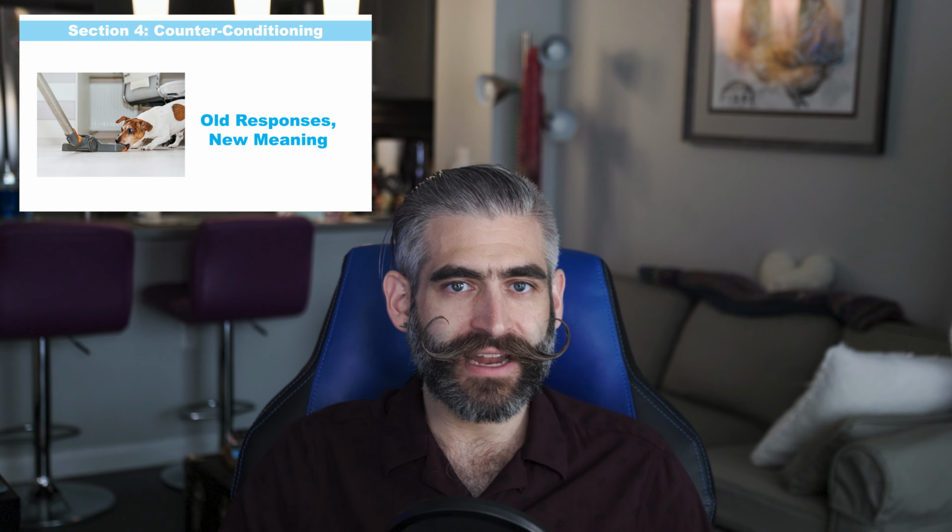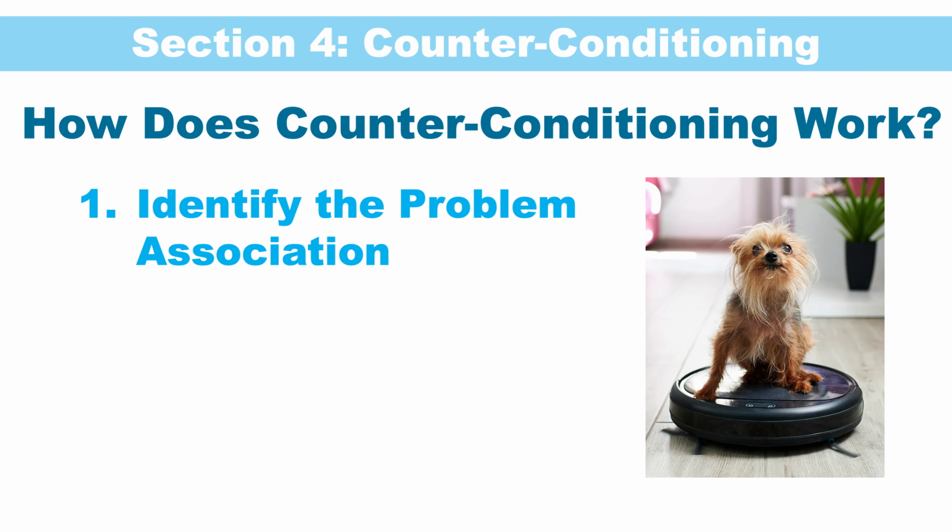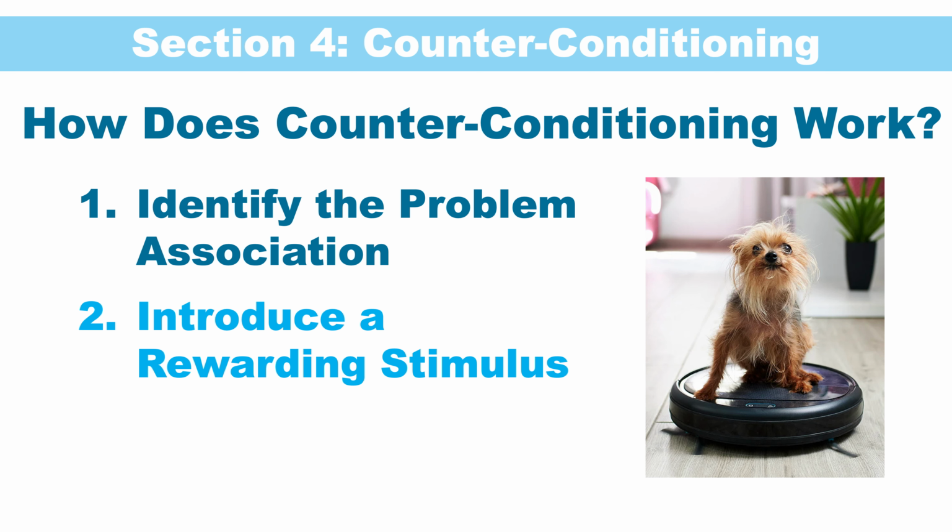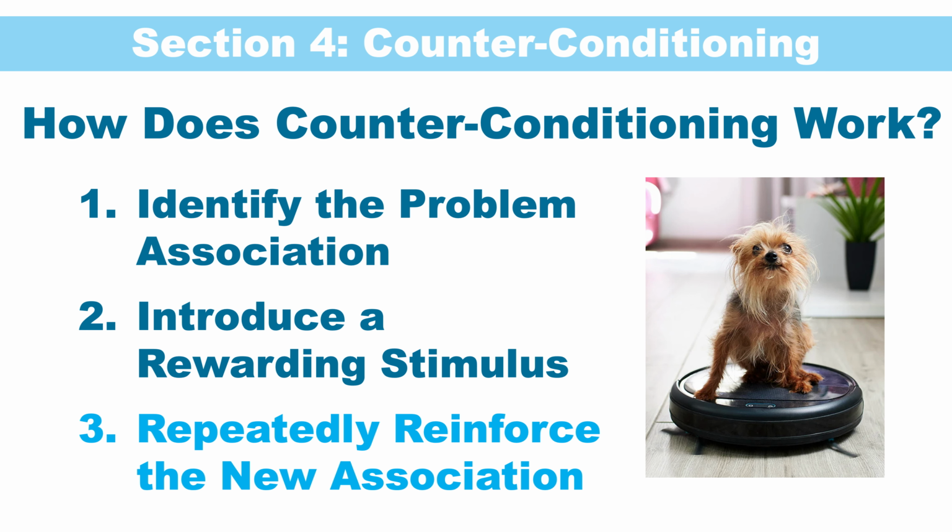Counterconditioning changes the emotional and behavioral associations tied to a stimulus by pairing it with a new, desirable experience. It's not just about eliminating fear, it's about transforming it into something better. Counterconditioning involves 3 steps: identifying the problematic association, pinpointing the stimulus that elicits the undesired response. Next is introducing a positive stimulus, pairing the problematic stimulus with something pleasant or rewarding. And the third is reinforcing the new association, consistently rewarding the desired response until the new association becomes stronger than the old one.